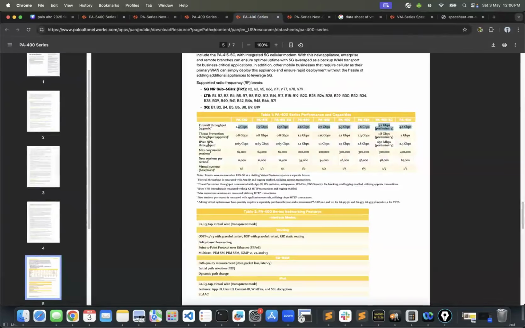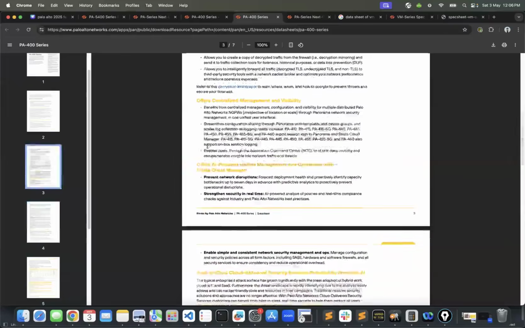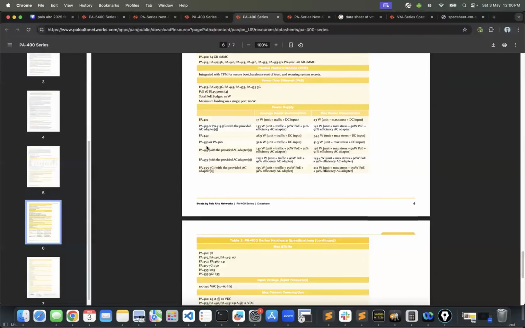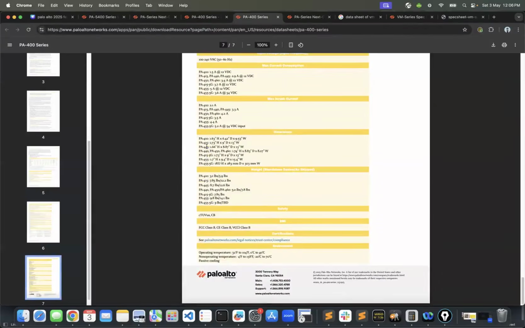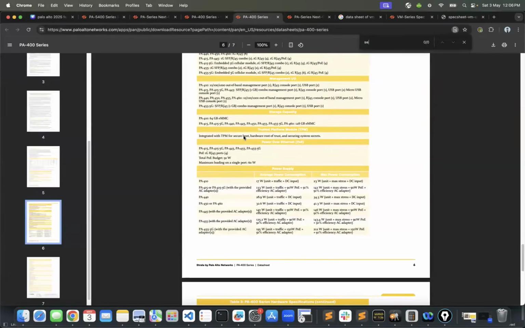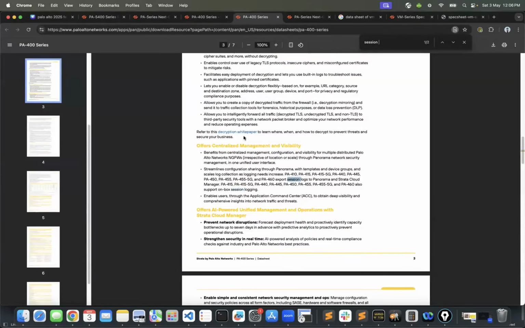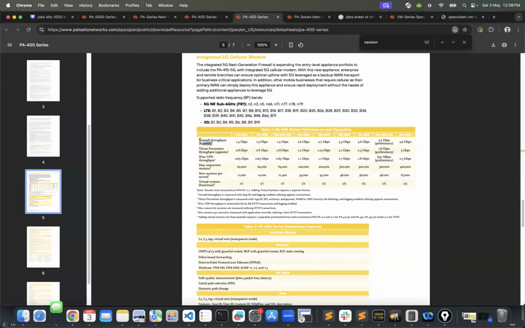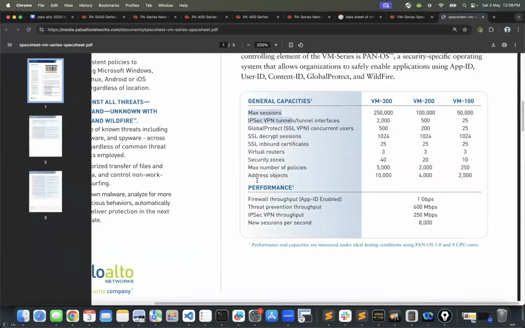Where is that data sheet? Maximum sessions for the physical firewall. Each physical and virtual one has its different parameters, right? So let's assume throughput. Do you see anything for throughput? Performance, firewall throughput for it is 1 Gbps.